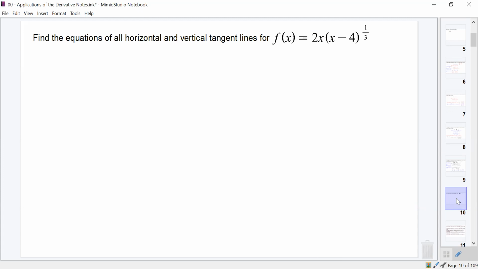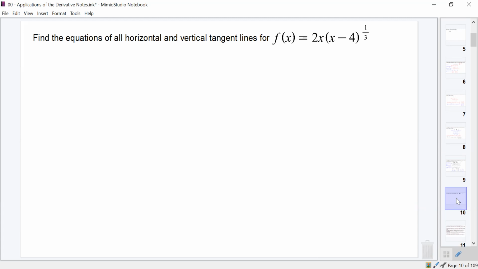This question is asking us something slightly different. It's asking about the equations of horizontal and vertical tangent lines. And so for horizontal tangent lines, we know what to do. But for vertical tangent lines, we have to think back a little bit to when we talked about 4 reasons why a derivative might not exist.